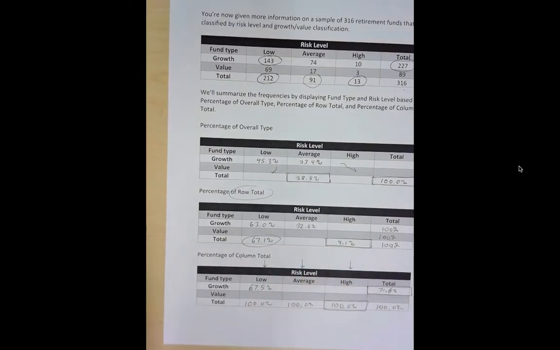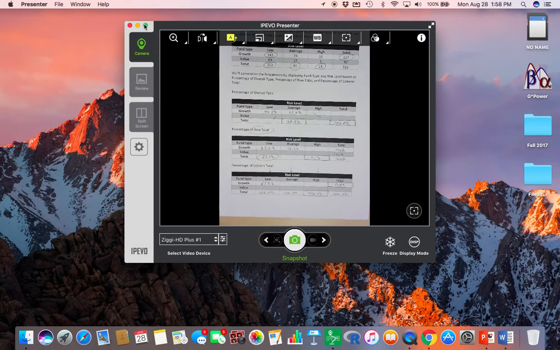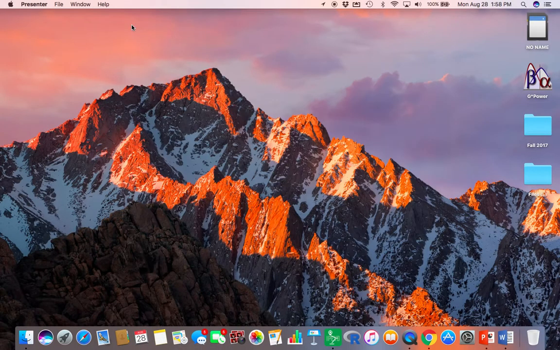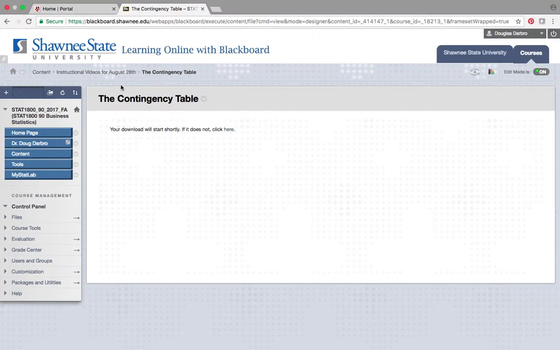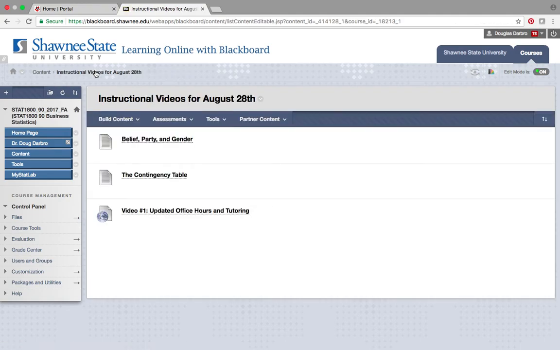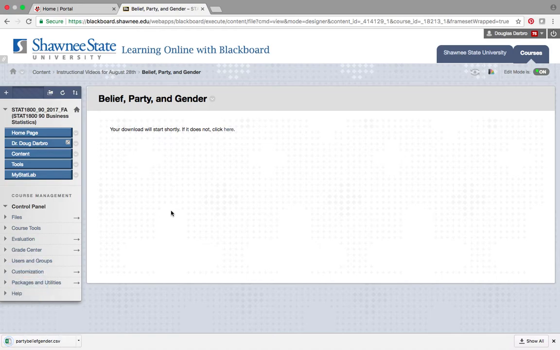All right. Now let's jump out of this, close this down, and look at something that's really much more applicable to the types of things we run into in statistics when we actually go out and collect data. And I found this data set some time ago, and I thought it was kind of interesting. It's called Belief, Party, and Gender. So let's download this thing, and let's open it up, take a look at it.